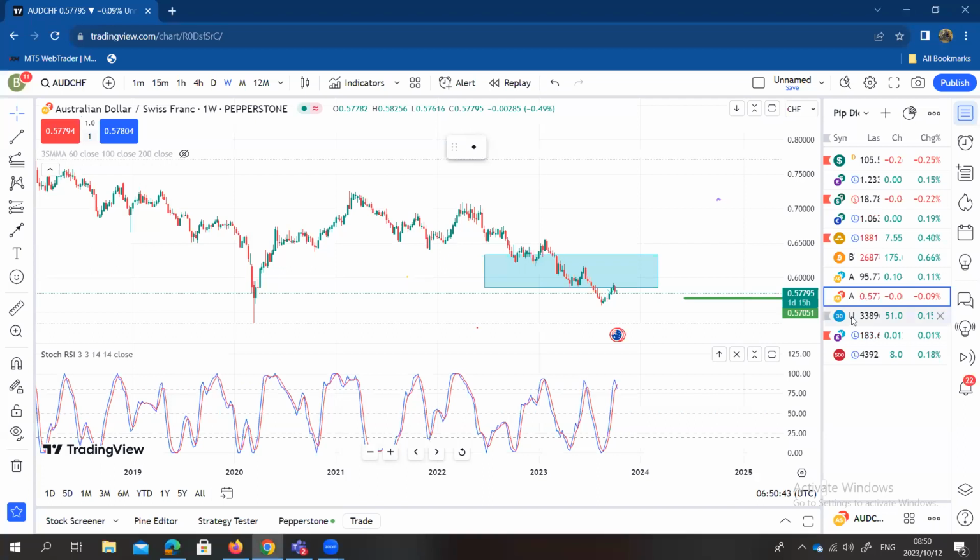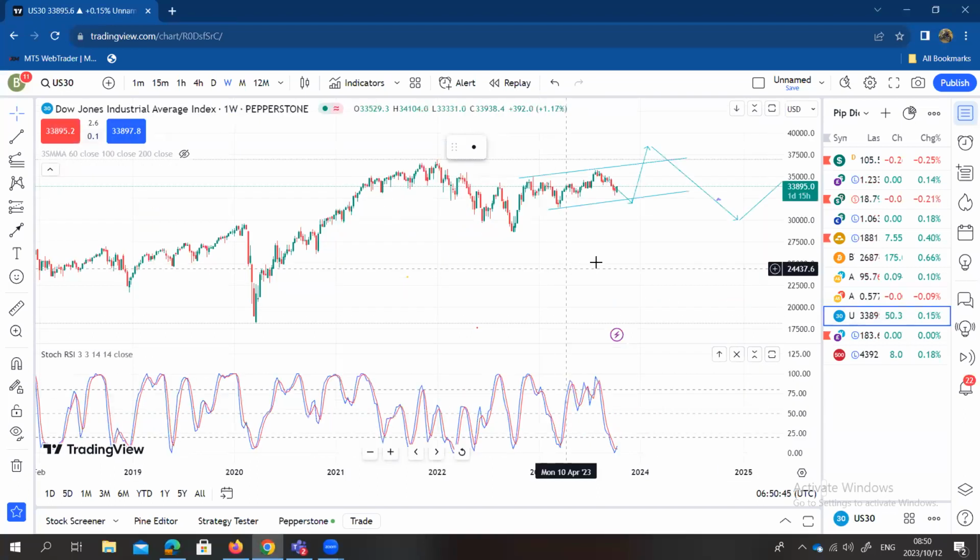Okay, then the US 30 and all the other indices, you know, the indices follow the Dow. So we were in this correction for a very long time. The whole of last year, the market was in that correction. So one could look at that as a W, X, and a Y corrective structure.